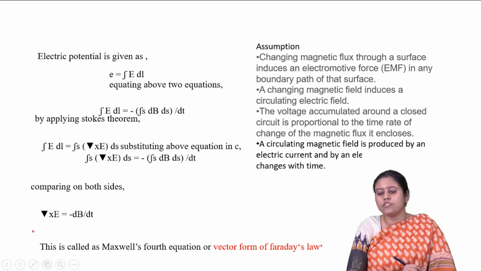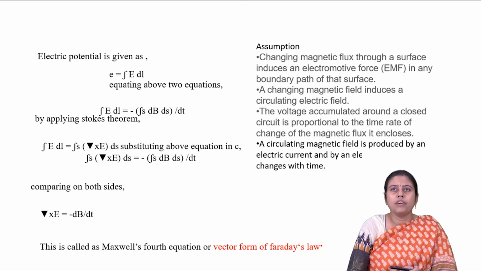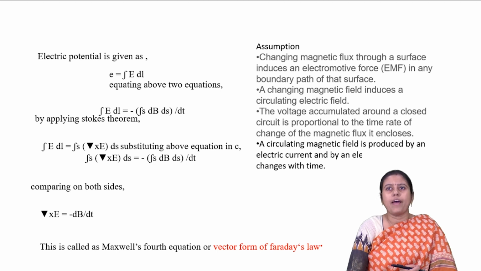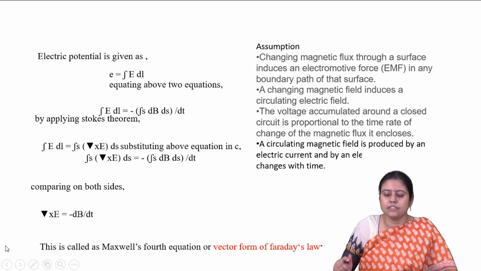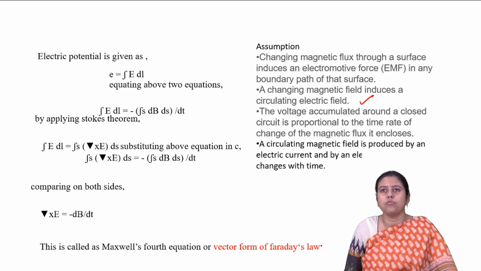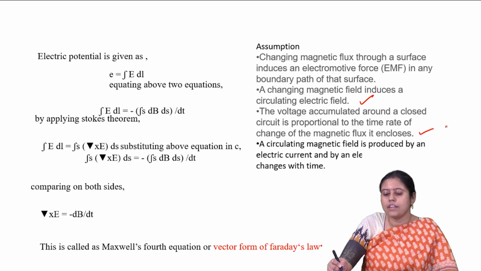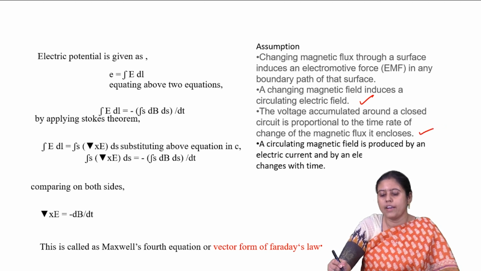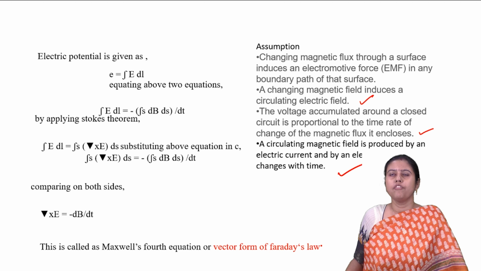What are the assumptions? Changing the magnetic flux through a surface induces an electromotive force in any boundary path of the surface. We assume that the magnetic field only induces the EMF at the boundary. A change in the magnetic field induces a circulating electric field. The voltage accumulated around a closed circuit is proportional to the rate of change of magnetic flux that it encloses. A circulating magnetic field is produced by an electric current and by an electric field that changes with time. So we have the four assumptions.